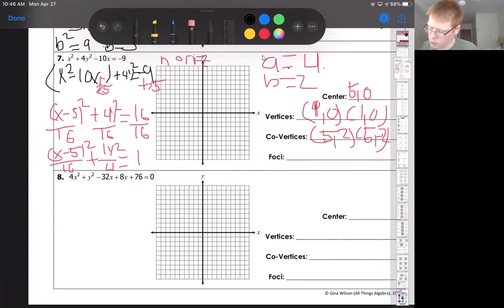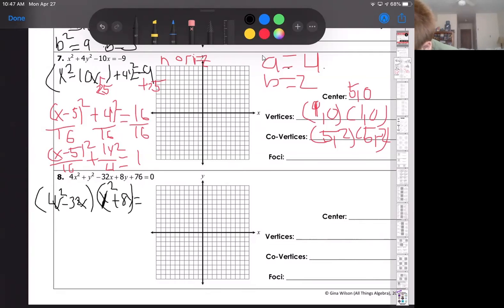Let's look at the last one. So this one you can notice you got a lot of stuff. The first thing I would do is put your x parts together. Ooh, and this one we got a coefficient. This one's a good one. And we're going to put the y part together. I'm going to even subtract the 76 over, so it would equal negative 76.